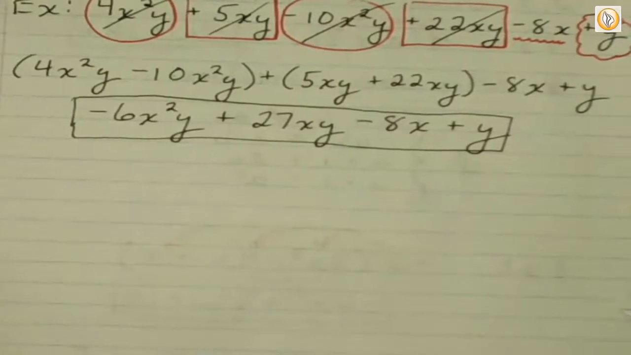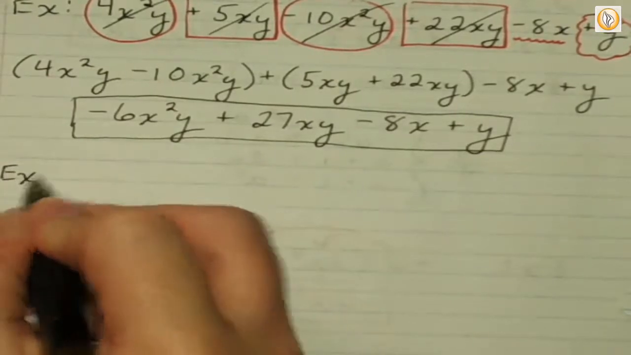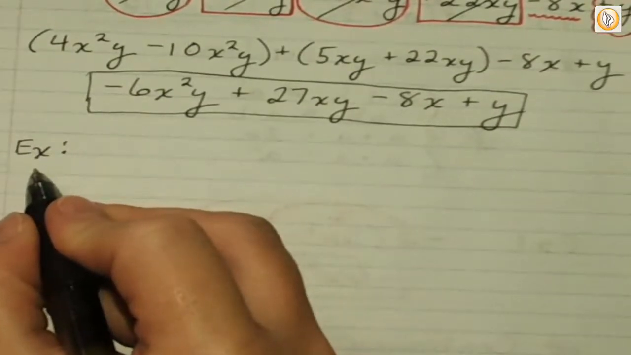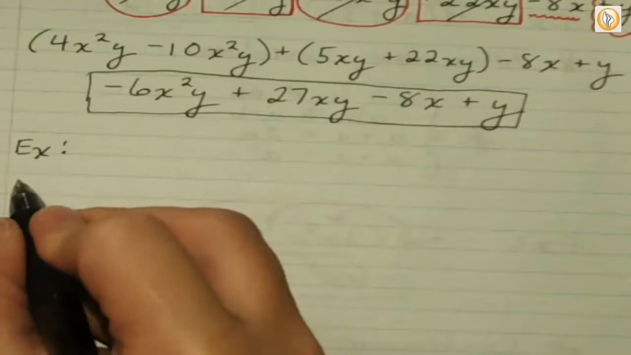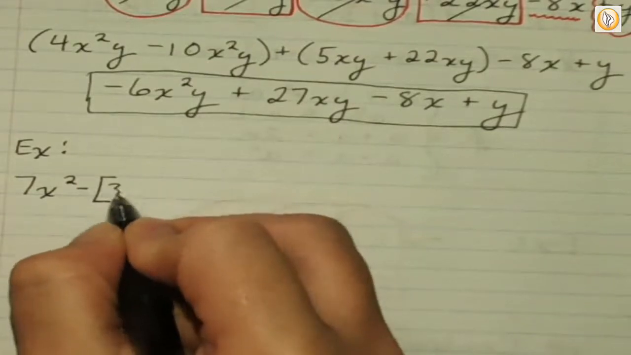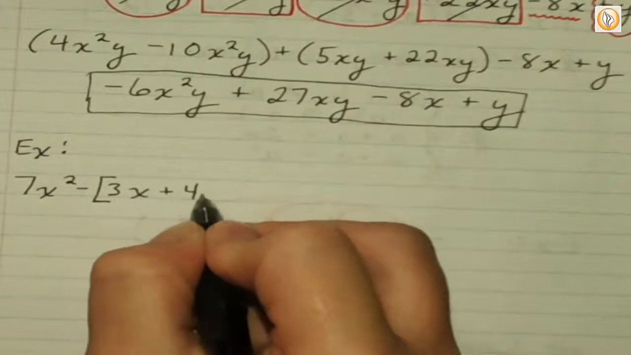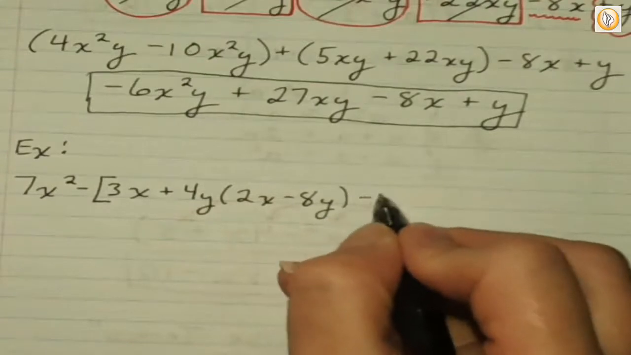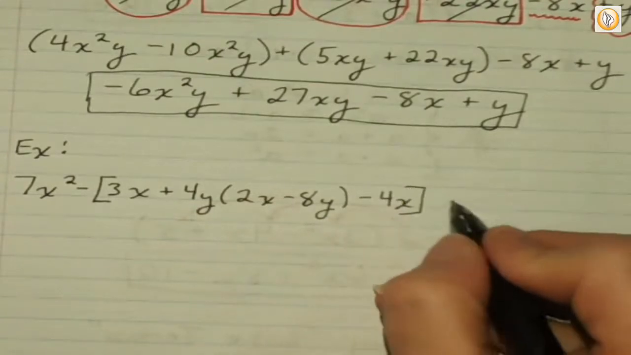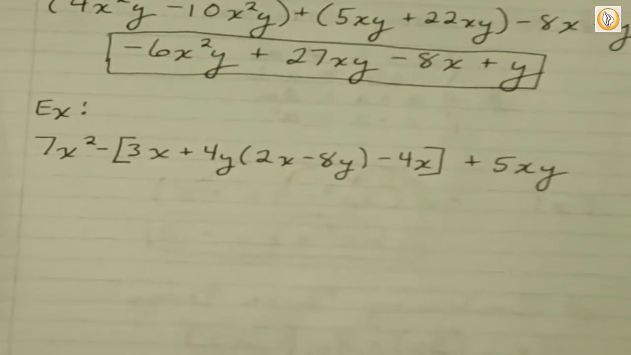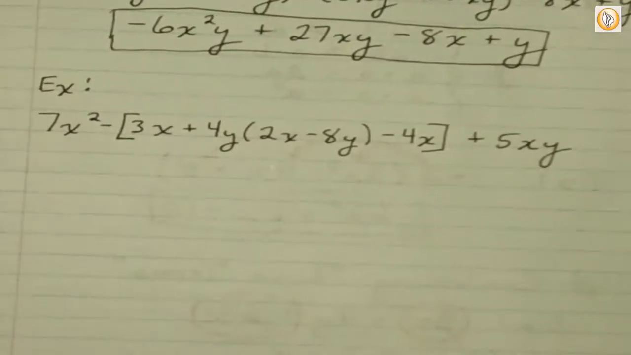All right. Gabby, you want to do one? Okay. Now I'm going to start this problem underneath the example word because it's even longer than the other one. 7x squared minus bracket 3x plus 4y times 2x minus 8y minus 4x, end bracket, plus 5xy. This is the one I should show. Yes. 7th grade. All right.